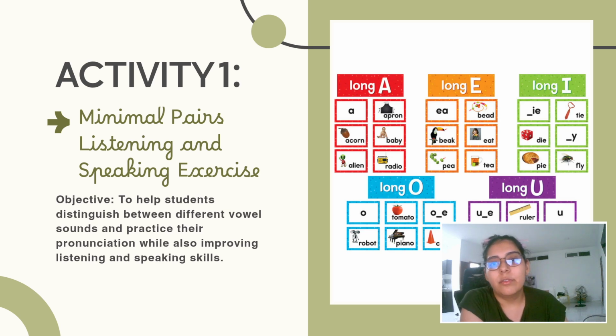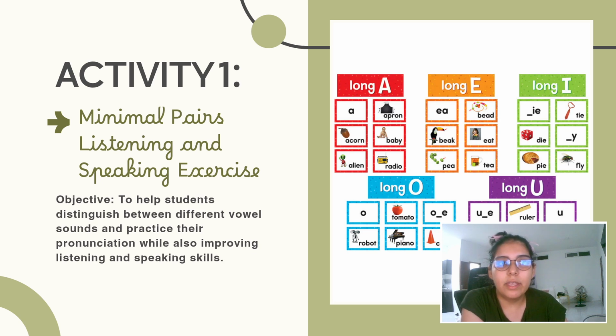bad, bit, full. And the procedure we have to use is play recordings of minimal pairs and ask students to identify which word they hear. The speaking part is having the students practice pronouncing each pair, focusing on the difference in vowel sounds.